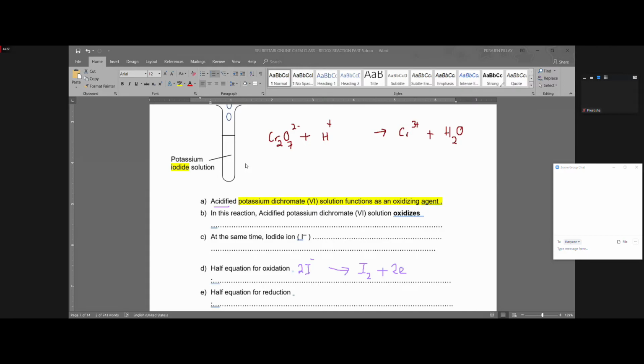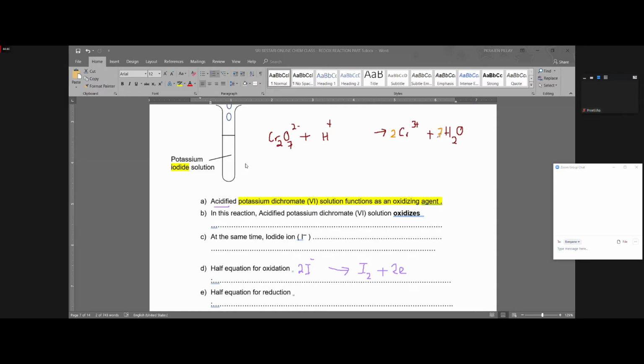I use a different color. Okay, I use orange now. This one is orange in color, dichromate 6. You can see here Cr2, so you must balance it. You put a 2 in front here first: 2Cr. We balance all the atoms first. How many oxygen atoms here? O7, 7 oxygen. So I'm going to put a 7 here.